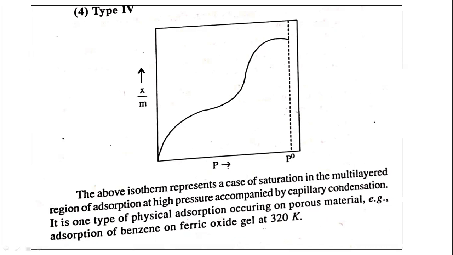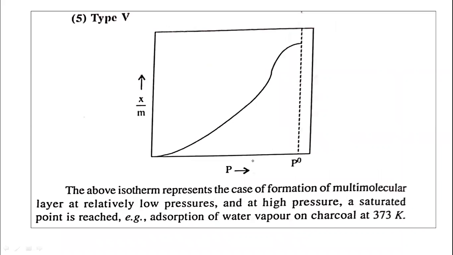So these are the different kinds of adsorbent: ferric oxide gel, silica gel, nickel. Okay. So benzene is adsorbed onto the ferric oxide gel. So you can see here the different type of variation. Okay. So that is type 4th, due to the capillary condensation, and now the last, type 5th.